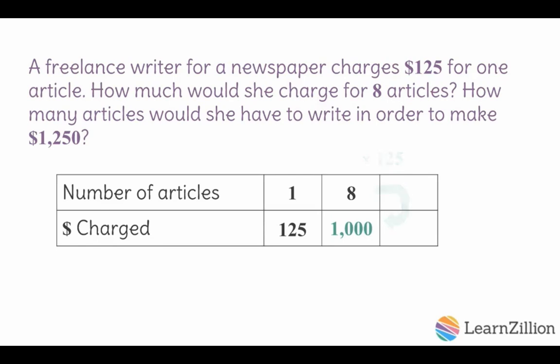We can also use the inverse of this relationship to go the opposite way. The inverse of multiply by 125 is to divide by 125. So we can use this in order to find the number of articles that she would have to write in order to make $1,250. When we divide 1,250 by 125, this gives us 10 articles. We know that she would have to write 10 articles in order to make $1,250.